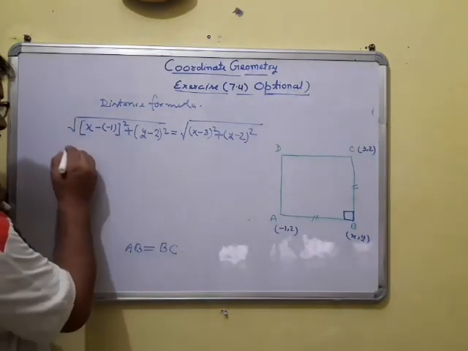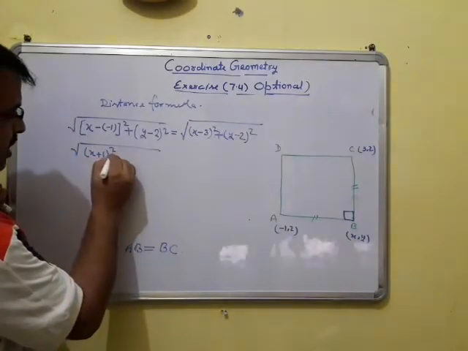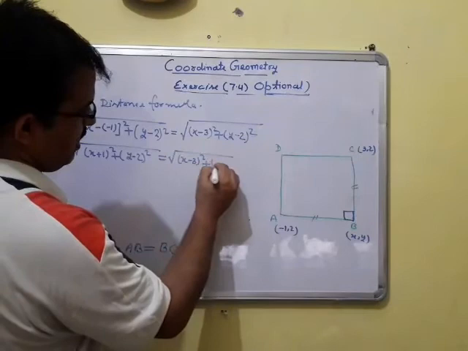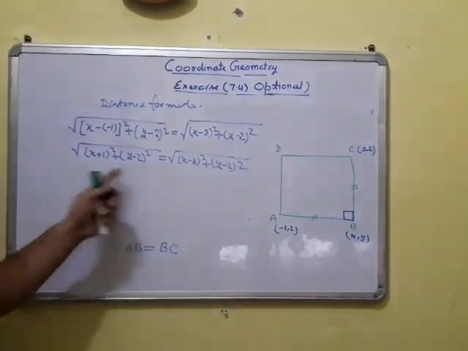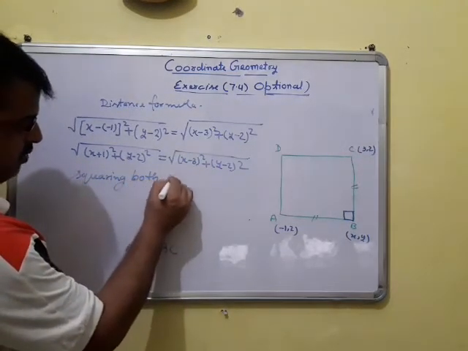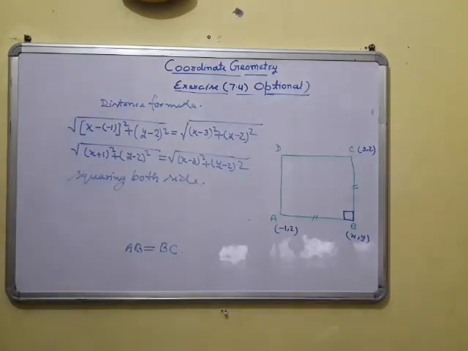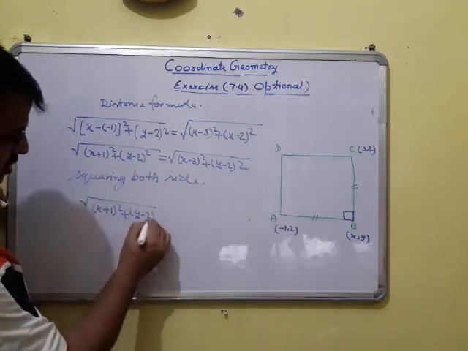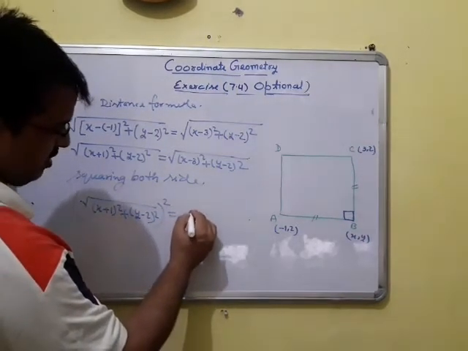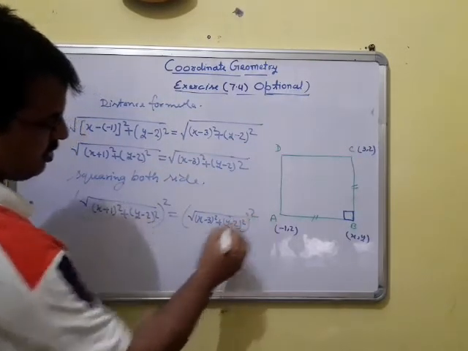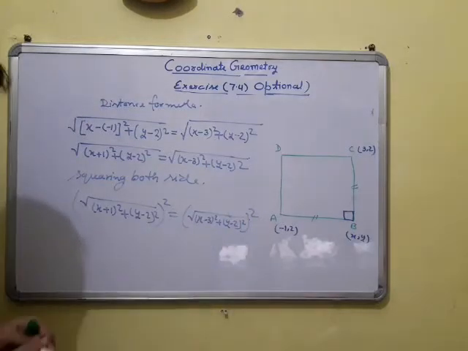Now, what we get here? Square root of (x plus 1) whole square plus (y minus 2) whole square is equal to square root of (x minus 3) whole square plus (y minus 2) whole square. Squaring both sides, similar to the previous question, जब हम both side square कर देते हैं, roots cancel now. So what we get here?